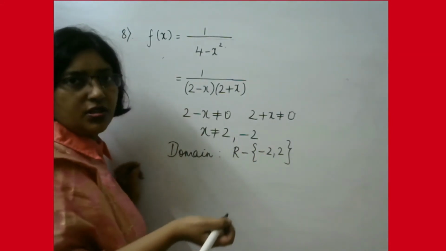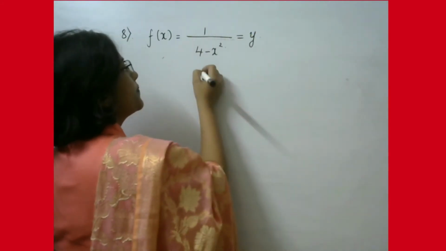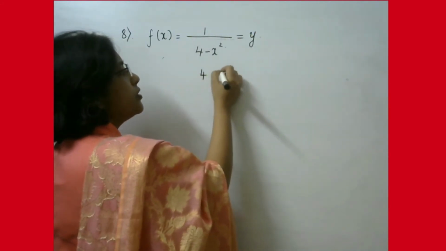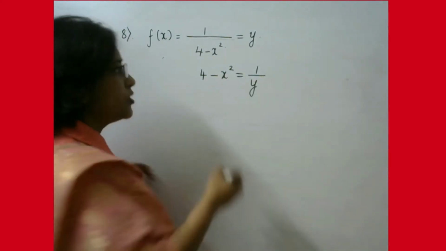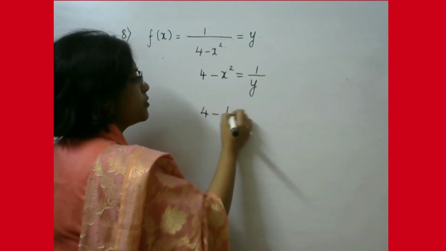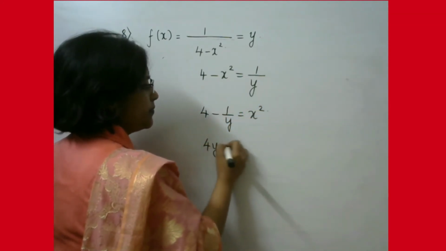And for the range, let's once again equate it to y. So taking reciprocal on both sides, we are looking to find x, so 4 minus 1 upon y is x square, and let's take LCM.